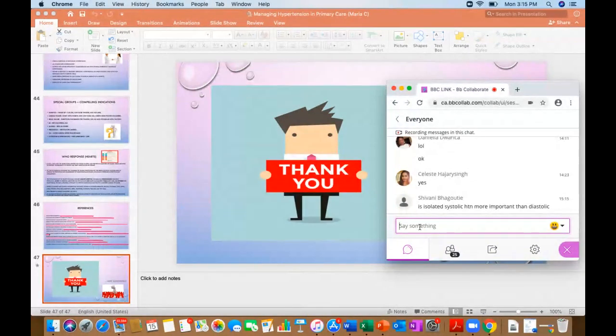Not really in terms of importance, but yes, in terms of clinical significance and concern, yes, we will pay attention to an elevated systolic blood pressure. So we'll watch that patient more closely and manage the blood pressure.